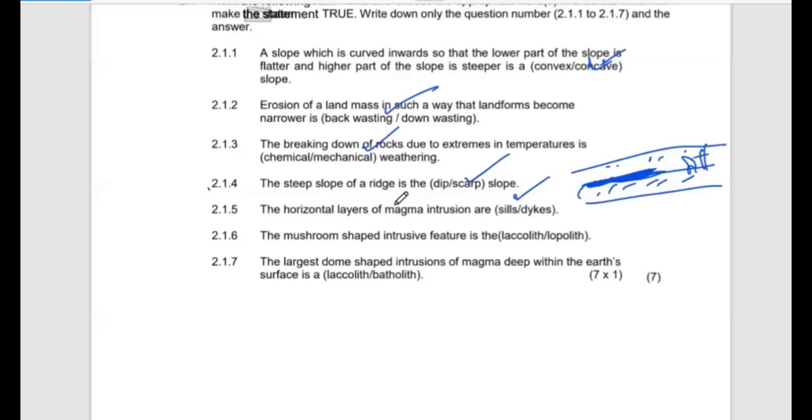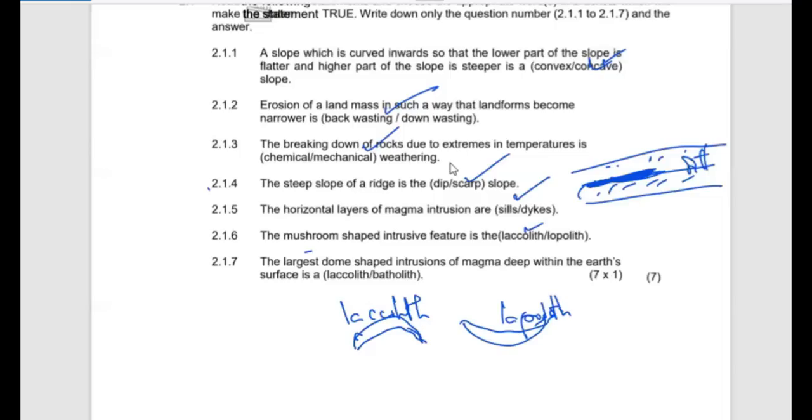Right. Then a mushroom-shaped intrusive feature. Remember, when I'm talking of a mushroom-shaped, we are saying it's like this. And then we have a saucer-shaped intrusion. This is a saucer-shaped, and this is a mushroom-shaped intrusion. Right. So you must note the difference between those two. A lopolith is this, and a laccolith is this. So in this instance, we want a mushroom-shaped. A mushroom-shaped is a laccolith.